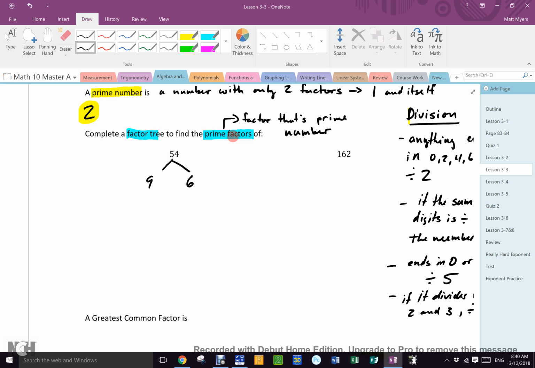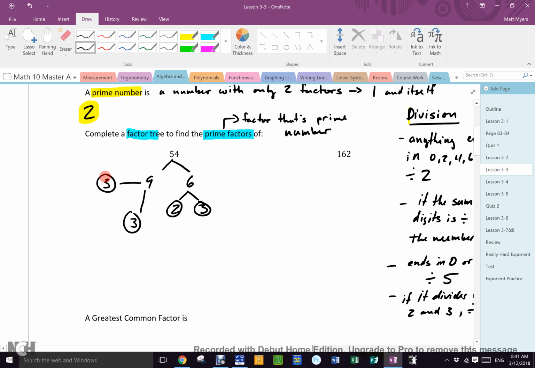What can we break 6 down into? Remember, we're never allowed to use 1 or the number that we are working with. So it's going to be 2 and 3, yes? Are those prime numbers? Yes. So whenever we had a prime number on a branch, I like to circle it because I know that branch is over. Could 9 break down some more? Into what? 3 and 3. Are those prime numbers? Yes, so we stop.